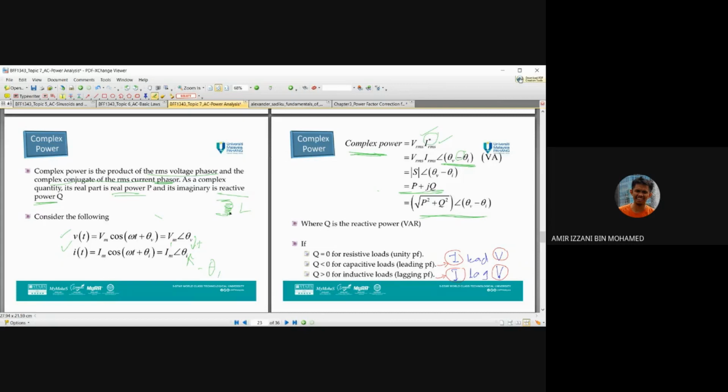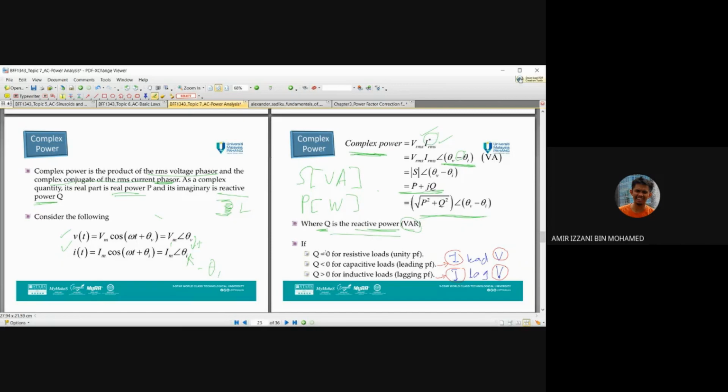Okay, as written in the earlier slide, Q is the reactive power. The unit is VA reactive, VAR. Okay. The unit for S is VA. P is in watt, and Q is in VAR.